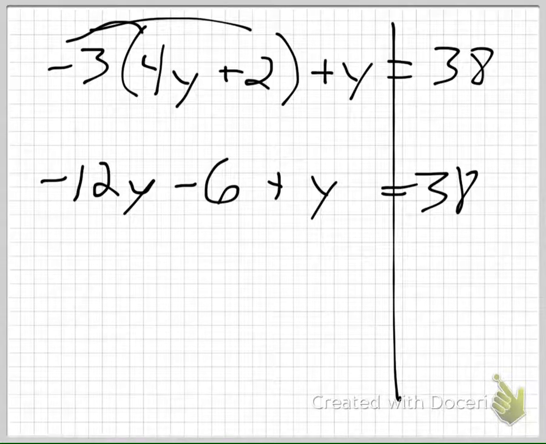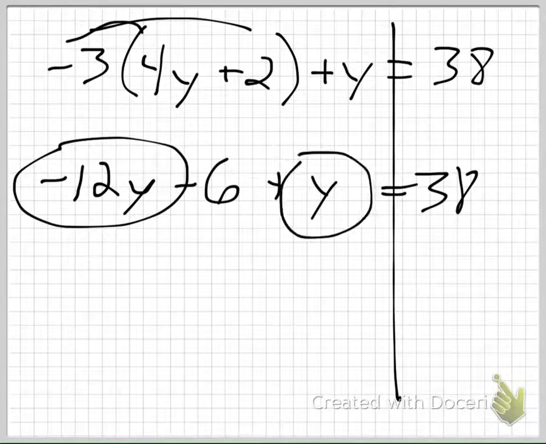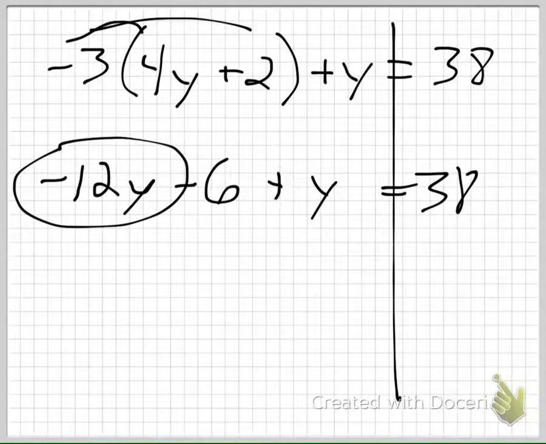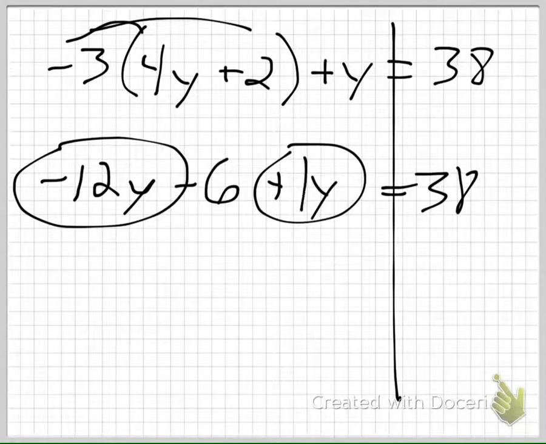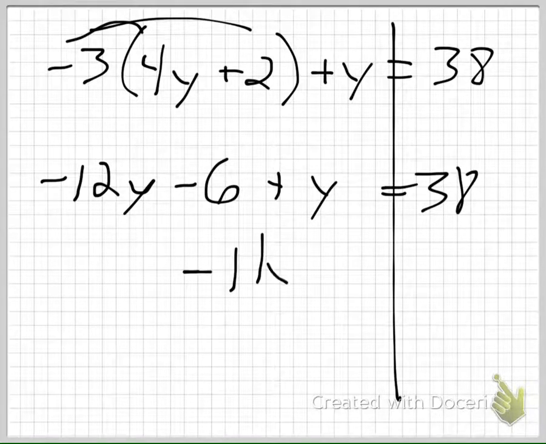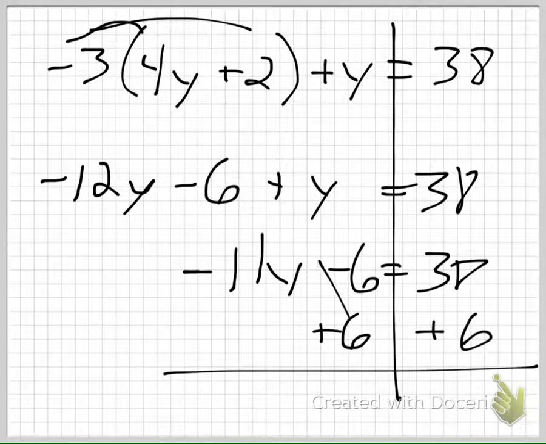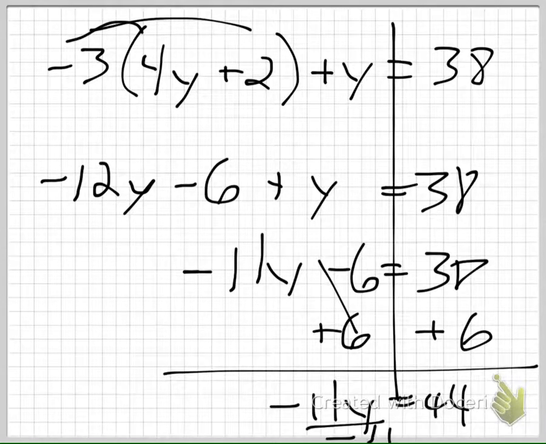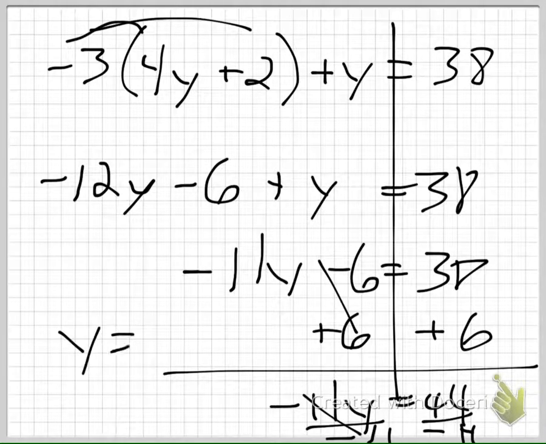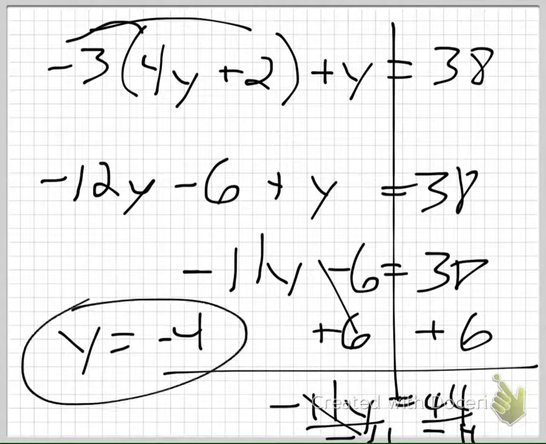All right, so from here we have to combine like terms. Combine the negative 12y and the plus y. What is plus y? That is plus 1, right? There's an invisible 1 there. So negative 12 plus 1 is negative 11y minus 6 equals 38. Plus 6. Now what does that look like? It looks like what we did yesterday, right? Plus 6 is negative 11y equals 44. Divided by negative 11, divided by negative 11. y equals what? Negative 4.